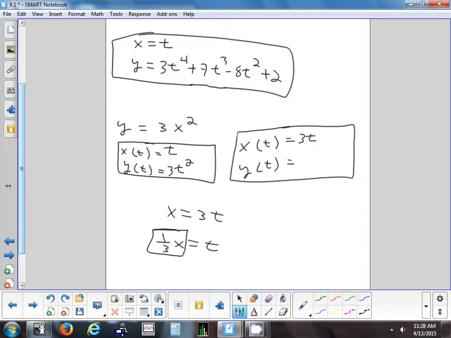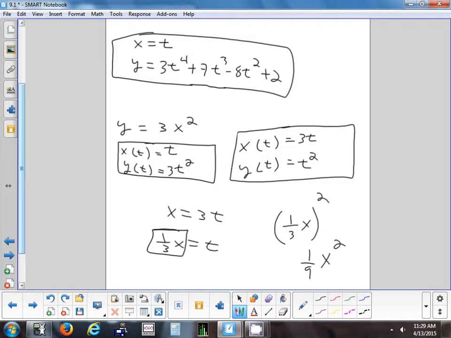Well, in this bottom equation, we're definitely going to need something raised to the power of what? Emily? 2. We're going to need something squared. Let's just try t squared. Okay, let's see if that works. When you fill in 1/3 x for t, you'd get this. Instead of t, you'd have 1/3 x squared. Well, when you square that out, you get 1/9 x squared. Not quite what we wanted. We wanted 3x squared, not 1/9.